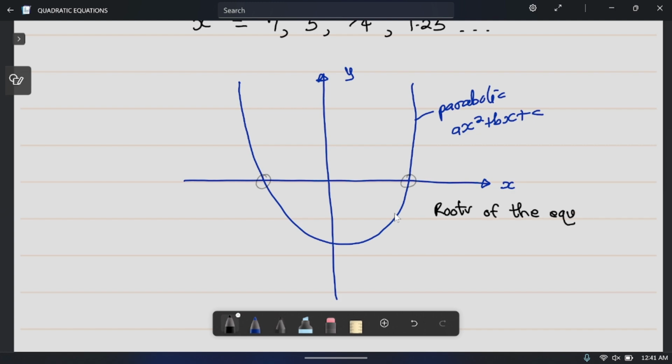And these are basically the solutions to the equation, or rather, the values of the variable x for which the equation is true. And those are the values which we'll learn to find in this series, the roots of the quadratic equations.